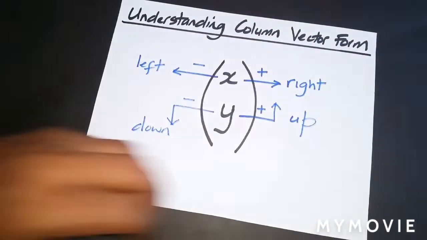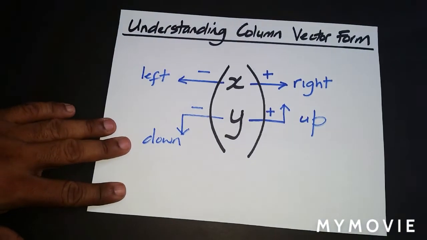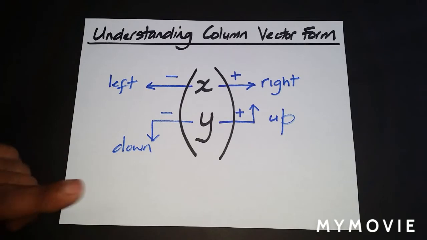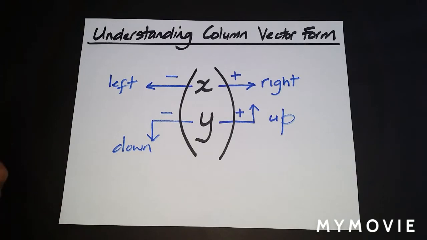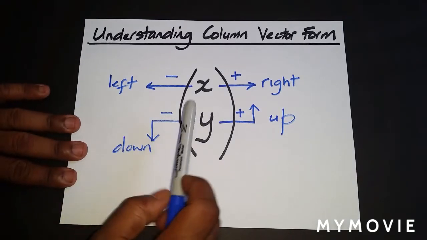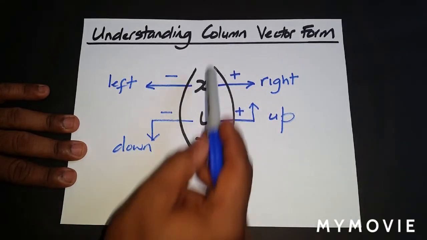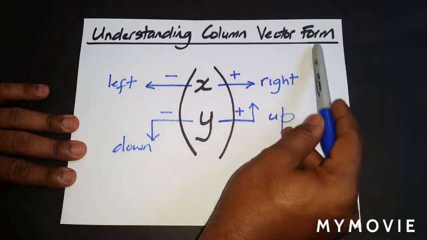Okay? All right. Now, the next thing that we want to do is understand column vector form. All right? Very, very important in progressing in vectors. Now, here we have something looking like a 2x1 matrix here. But since we're dealing with vectors, we're going to call it column vector form.